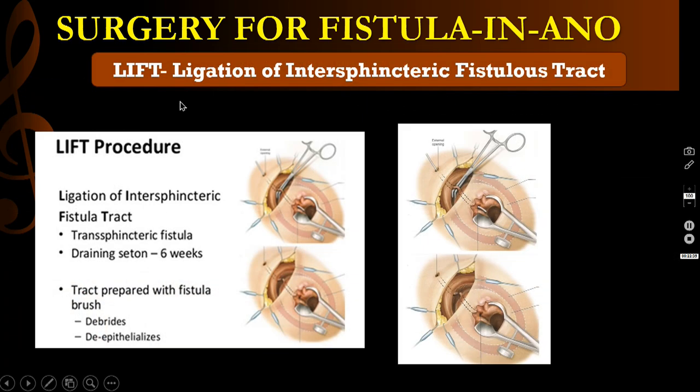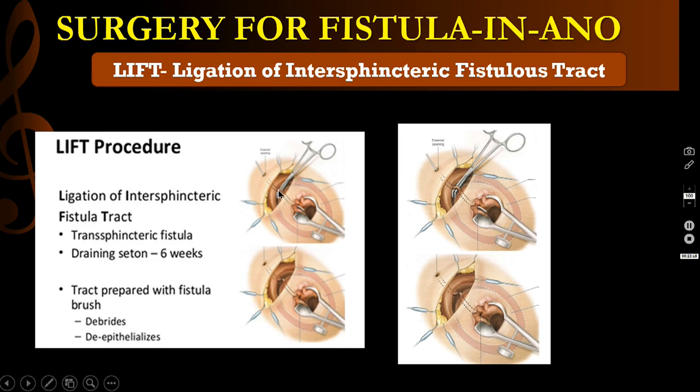So another recent advance is the LIFT procedure, also known as ligation of intersphincteric fistulous tract. So after removing the draining seton, you can do this procedure. The indication is transsphincteric fistula. The draining seton should be there for 6 weeks. After that, you remove the draining seton and then we have to find the intersphincteric groove in between the external and internal sphincter. You can feel a small depression. In that area, you make an incision.